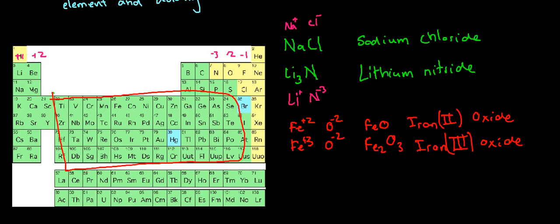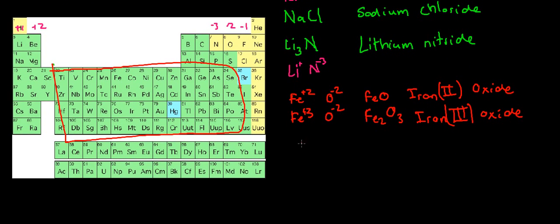So let me take another example of a transition metal. Lead can exist as +2 or +4. And say I wanted to combine it with chlorine.